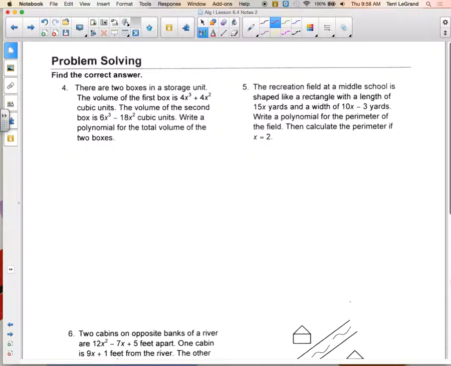I'm thinking that since we're in a lesson where we're adding and subtracting, we're probably going to have to do some of that. Anybody have a suggestion what we need to do in this one? Because it says write a polynomial for the total volume of the 2 boxes.